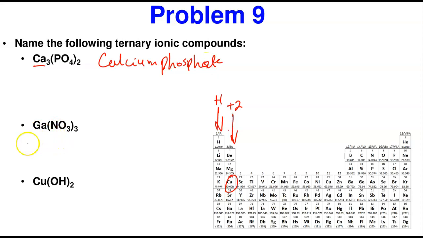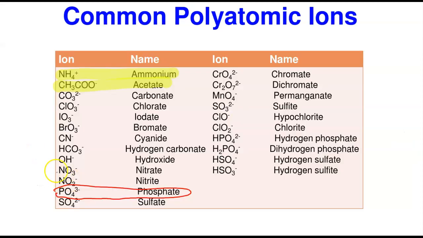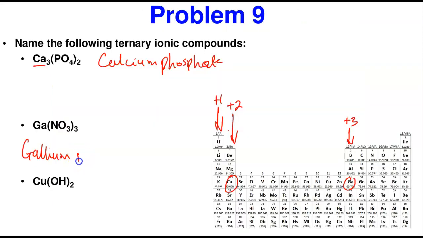This one, of course, is gallium. This is group 3, so they have a constant charge. We don't have to name the charge. So this will be gallium, the first one. NO3, what is it called? NO3 is actually the nitrate, but I want to show you, since you're starting to know that, this is called nitrate. So we're going to call it gallium nitrate.